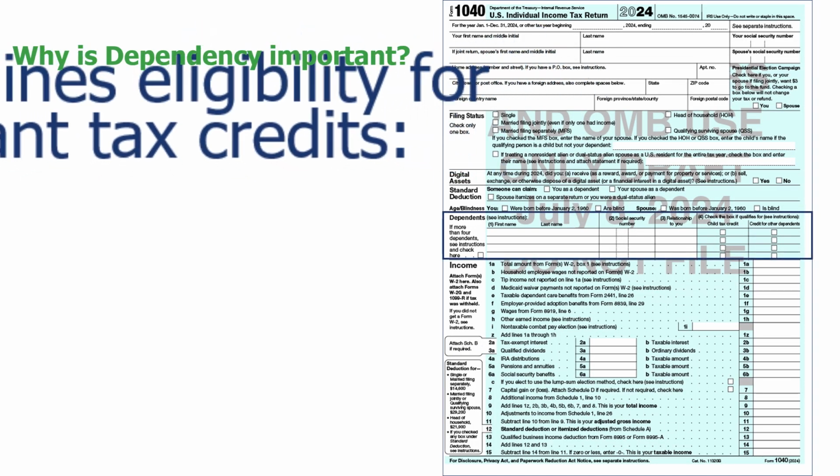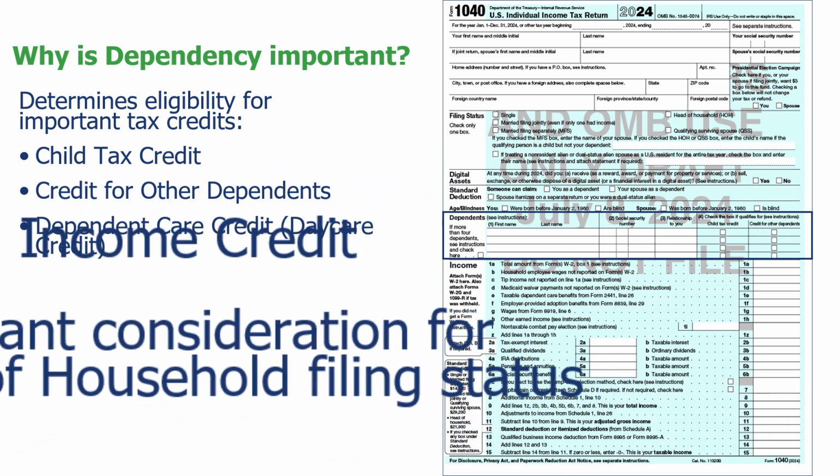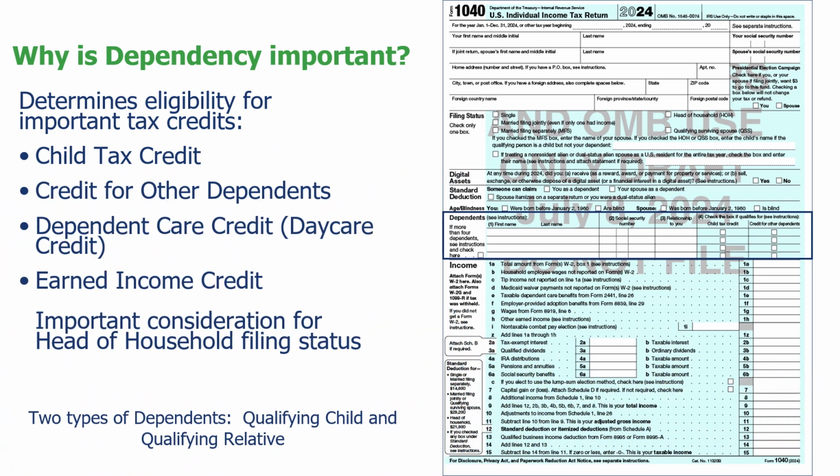So why does dependency matter? Dependency is an important consideration for determining if someone qualifies to file as head of household or, less commonly, as a qualifying surviving spouse. Dependency is important for establishing whether a client will qualify for different types of tax benefits such as the child tax credit, the credit for other dependents, dependent care credit, and the earned income credit.